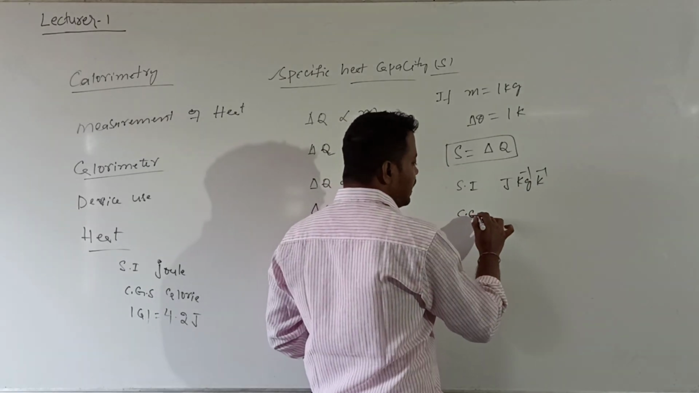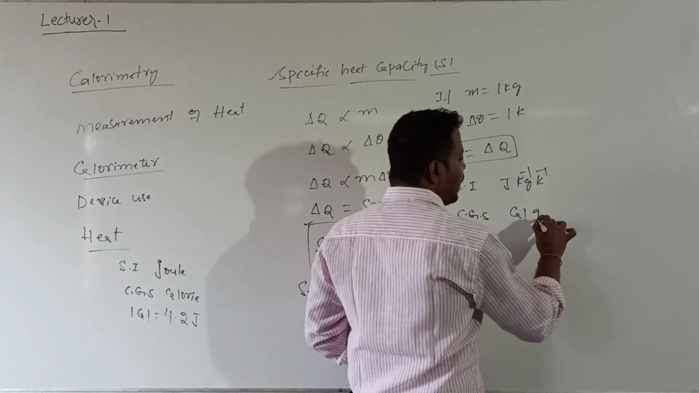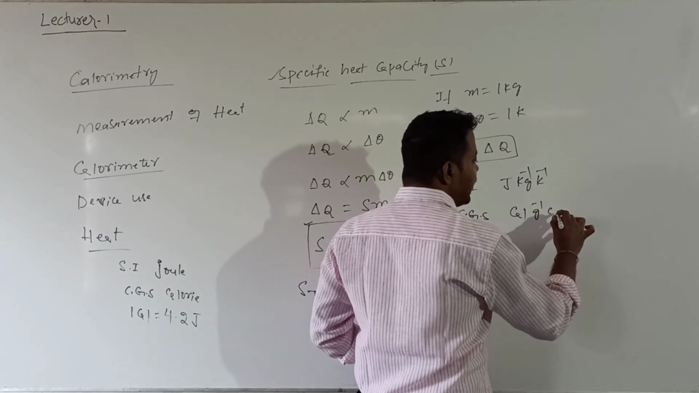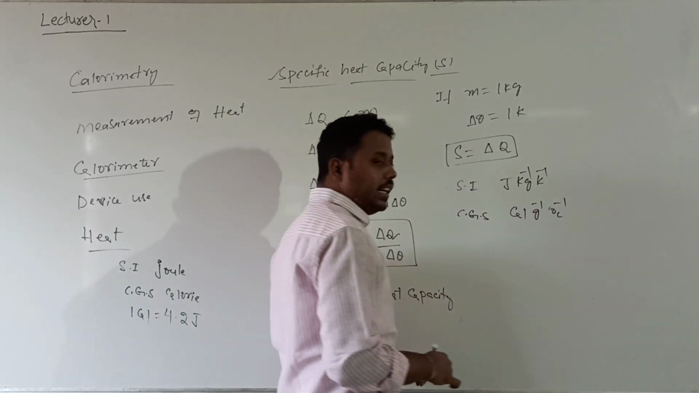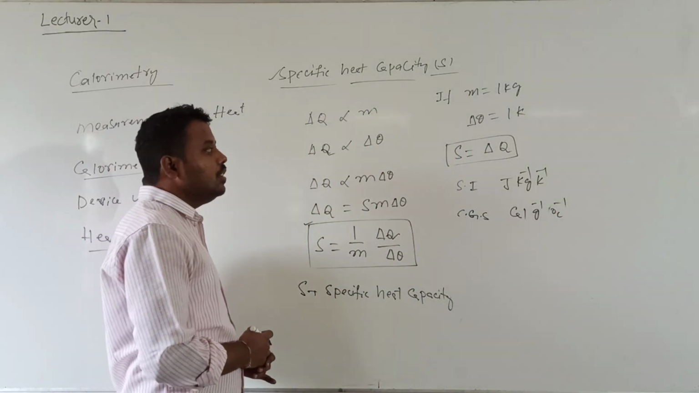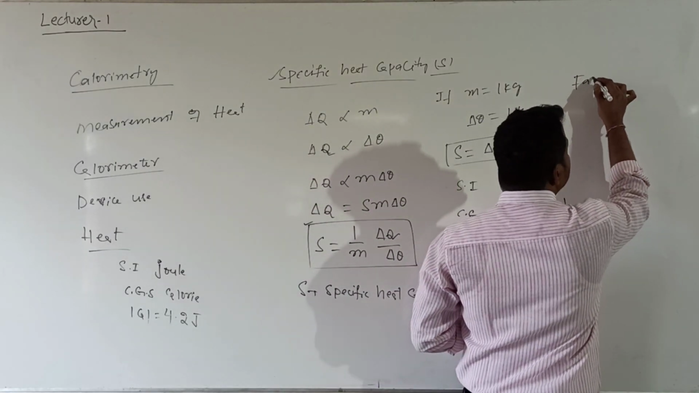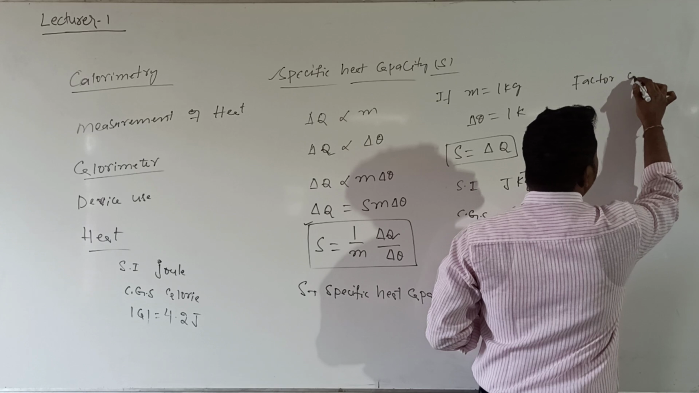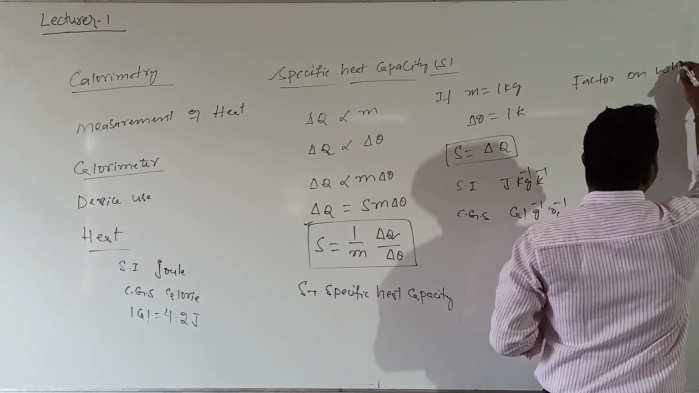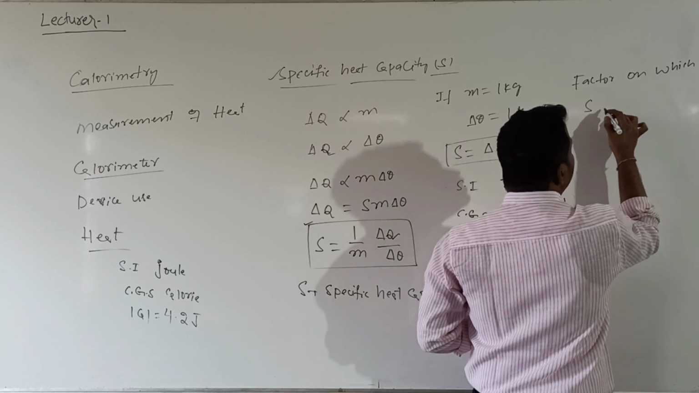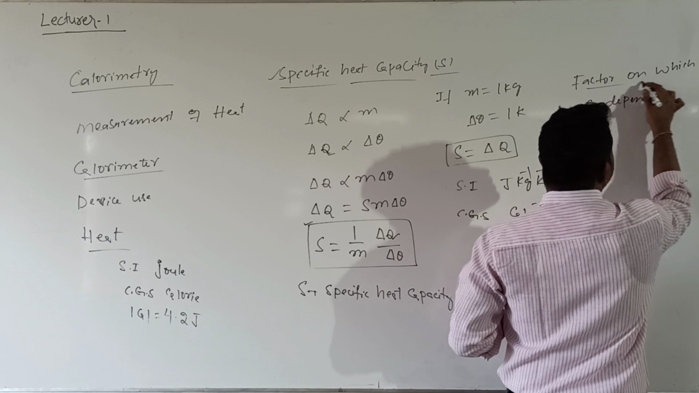Whereas the CGS unit of heat is calorie, so the unit is calorie, gram inverse and centigrade inverse. Okay? So those are the units. After the units, what are the factors on which S depends? On which factors does the S value, the specific heat capacity, depend?